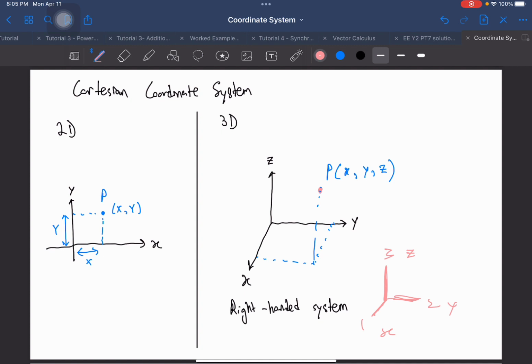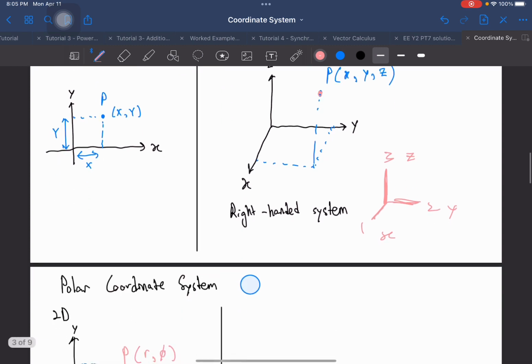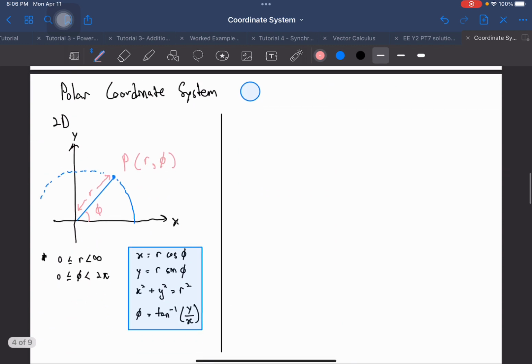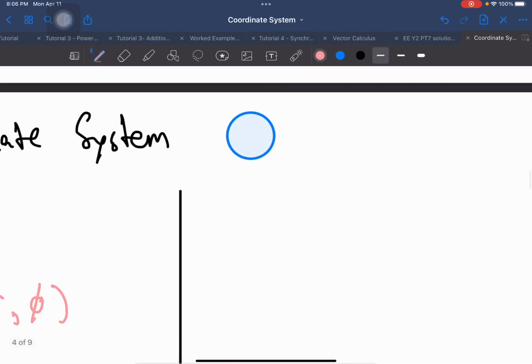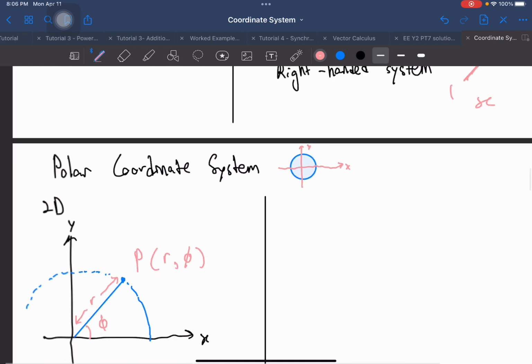Okay, so let's move on to polar coordinate system. Why do we say it's polar coordinate system? It is polar because it looks like a sphere. So you have a y-axis over here, x-axis over here. It looks like a sphere.